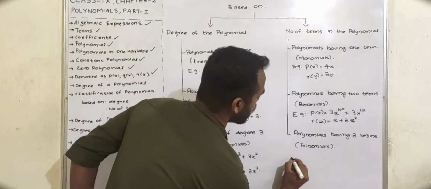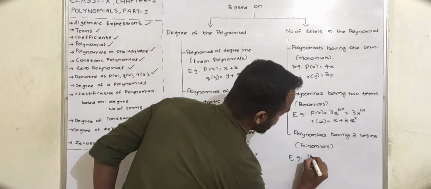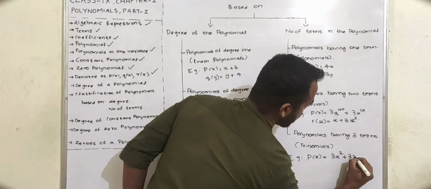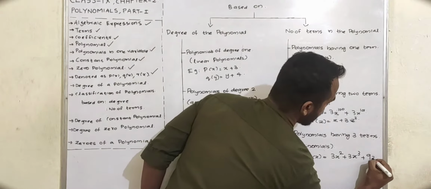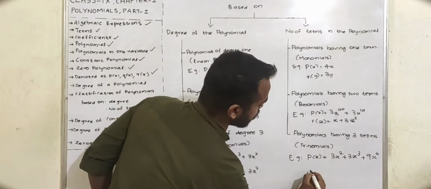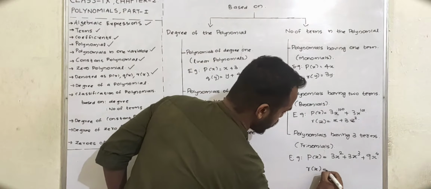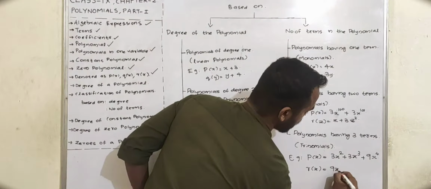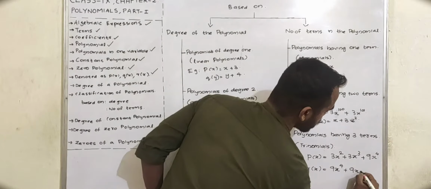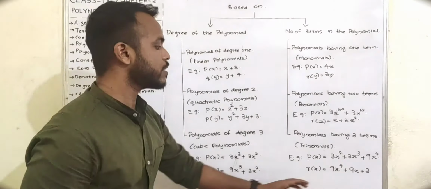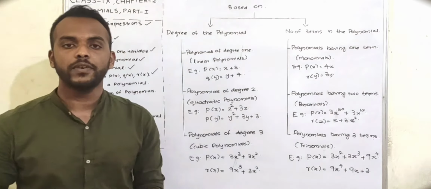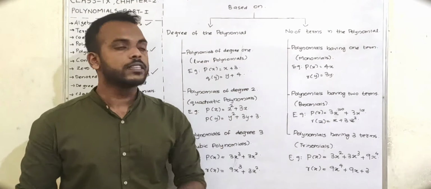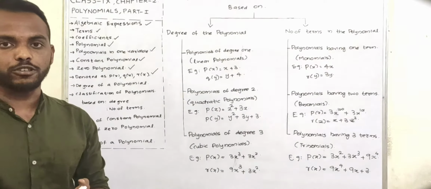2 terms. Now I have already told you what trinomials are. Trinomials are the polynomials having 3 terms: 3x square plus 3x cube plus 9x raised to 4. Or you can add examples of your own. R of x is equal to 9x raised to 4 plus 9x plus 3. So how many terms here? 3 terms. So that's the way to classify polynomials based on the degree of the polynomial and the number of terms in the given polynomial.